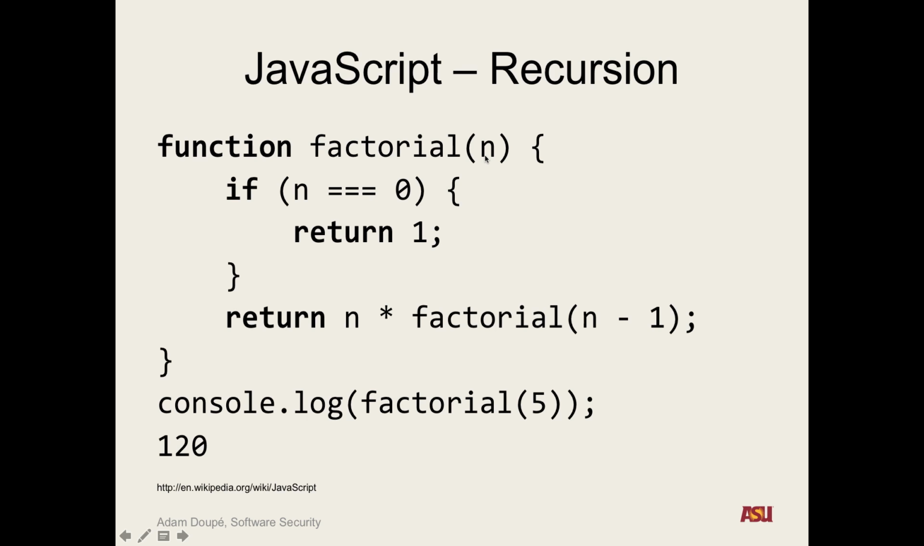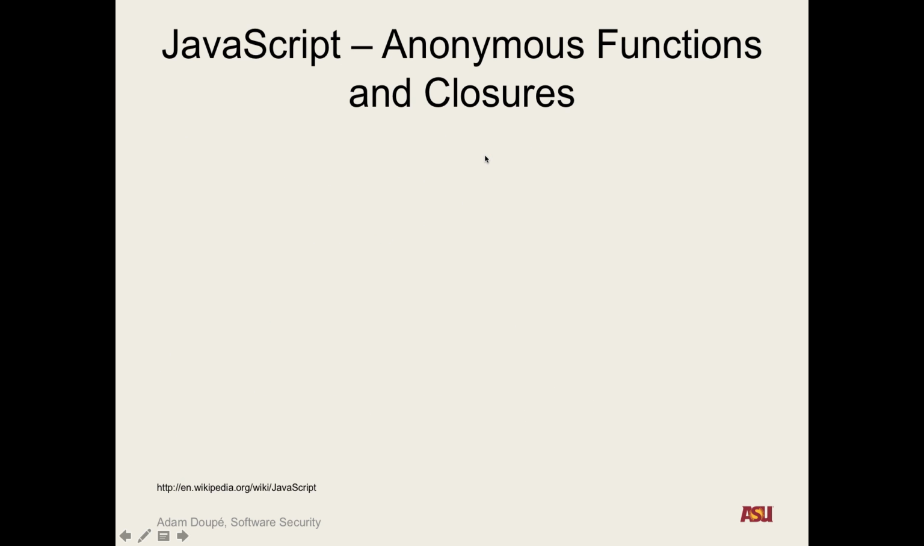But JavaScript actually, the first class functions give us a lot of really cool features. So we can actually have anonymous functions. So these are functions with no name. And we can create closures over those functions. So we can return functions from a function that refer to local variables in the scope of that function.